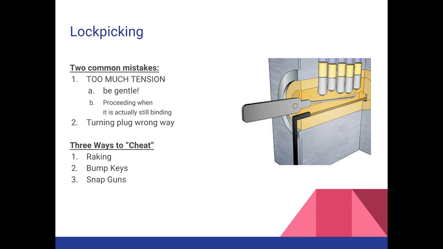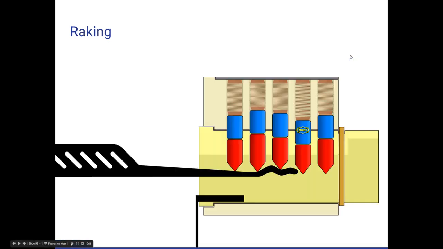And the second most common mistake is turning the plug the wrong way. Typically, a lock is only going to unlock turning to the left or the right, typically not both. Some European locks allow turning both ways. Now, let's talk about cheating in terms of what locksmiths consider cheating as opposed to traditional lock picking. And those are raking, bump keys, and snap guns.